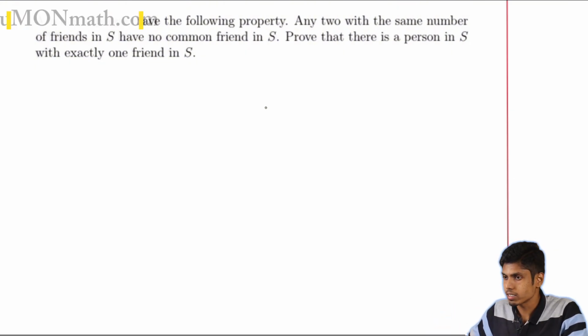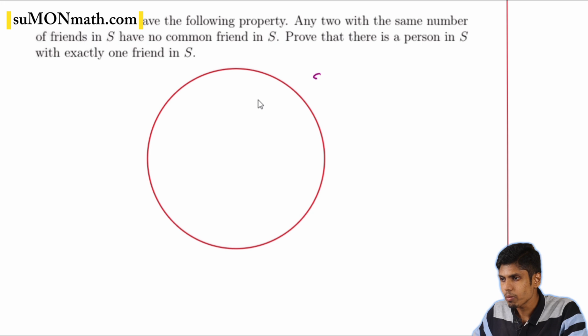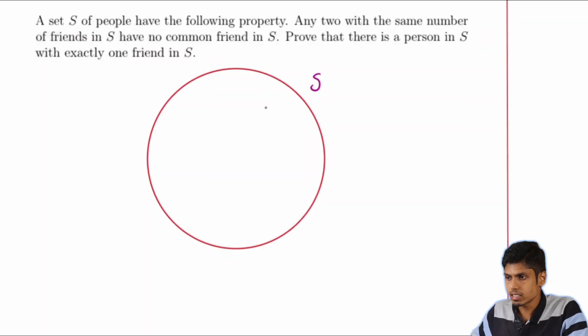Consider the set S. This trick is sometimes called as extremal principle. You are going to focus on the person with maximum number of friends inside the set S. There could be multiple of them. If there are multiple of them, just consider one of them. Since it is a finite set, there must be one with maximum number of friends. Let's call that person to be X.